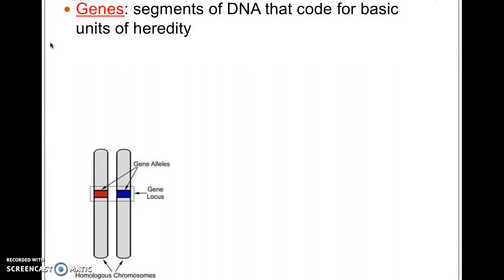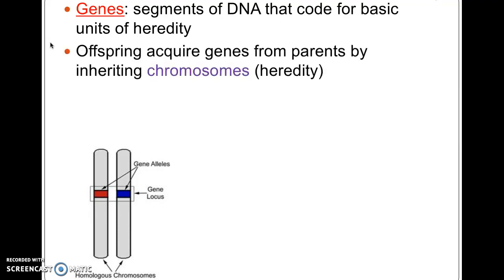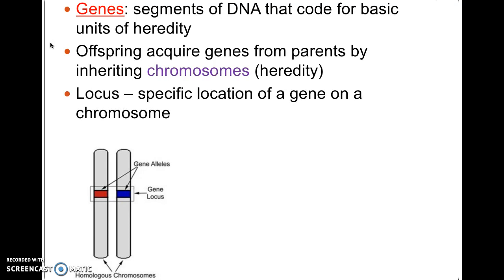A few key terms before we begin chapter 10. What exactly is a gene? A gene is a small segment of DNA that codes for the basic unit of heredity, or codes for a basic trait. Now, we already know that offspring acquire genes from their parents, and what we inherit are the chromosomes. The process of acquiring traits is heredity and what we study in genetics.